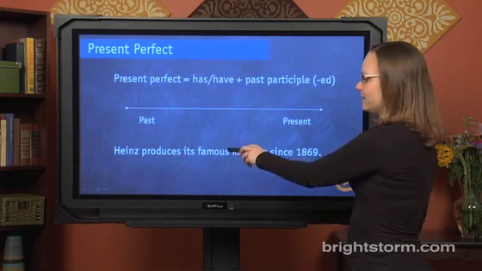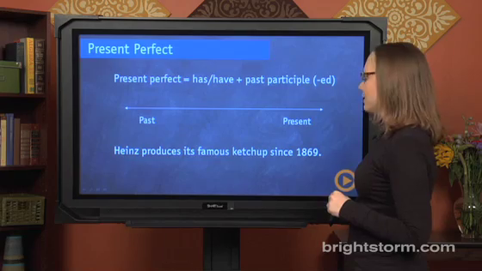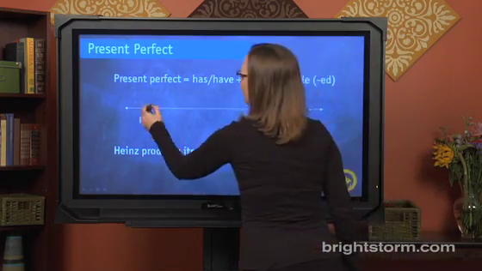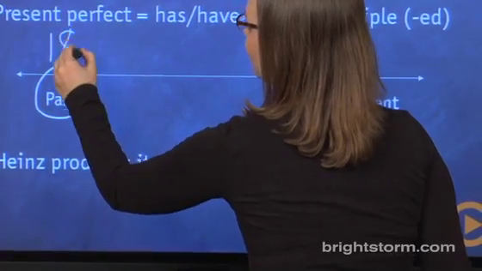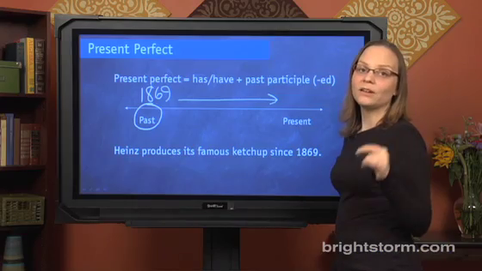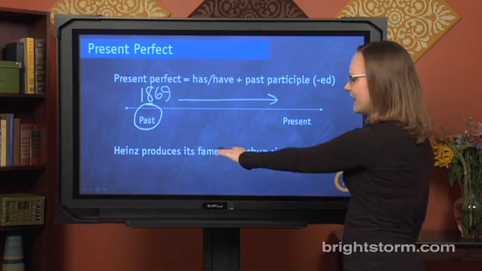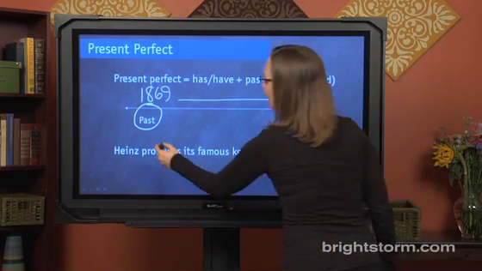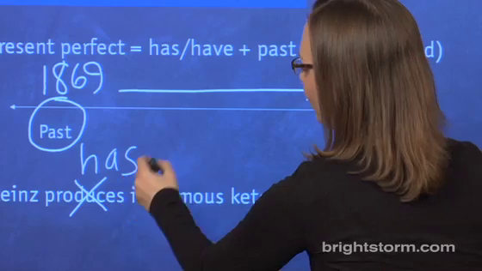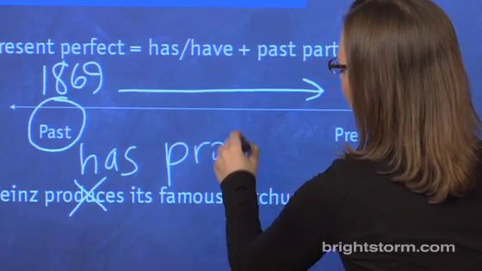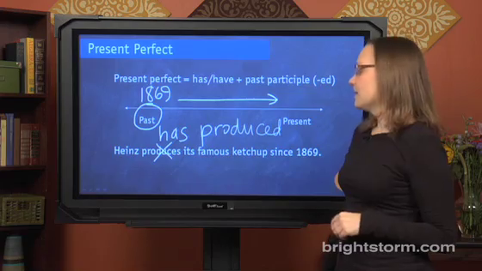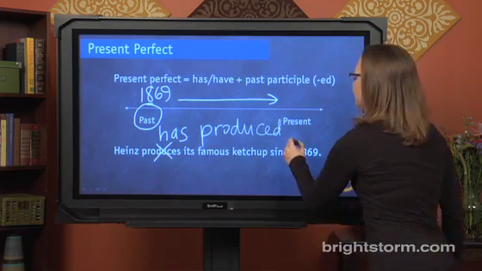The sentence down here is, Heinz produces its famous ketchup since 1869. So it started in the past, it started producing here in 1869, and it continues producing all the way into the present. Because of that, we know we're dealing with present perfect. So we can't say Heinz produces, we have to use the new construction. Heinz has, that's our has or have word, and then produced, that's our past participle. And that's the right sentence. Another thing I'll point out is that the word since appears.